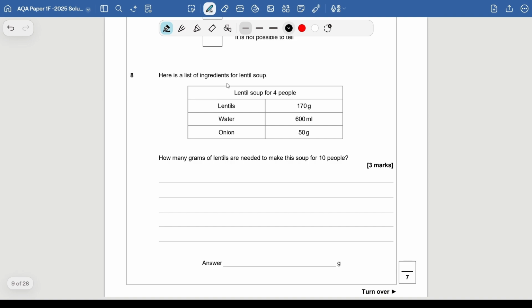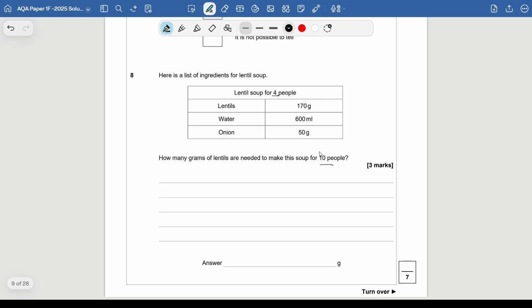Here is a list of ingredients for lentil soup. Lentil soup for 4 people. Lentils is 170 grams, and the water and onion amounts are given here. How many grams of lentils are needed to make this soup for 10 people? So this recipe calls for 4 people. You need to figure out how much is required for 10 people. How much lentils, to be precise, is required for 10 people.